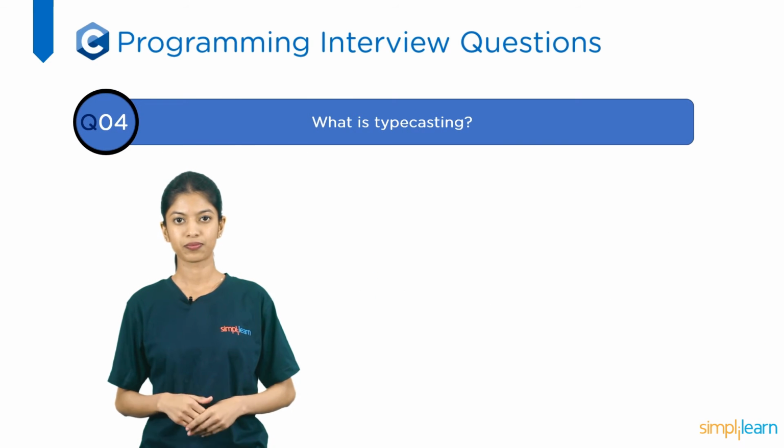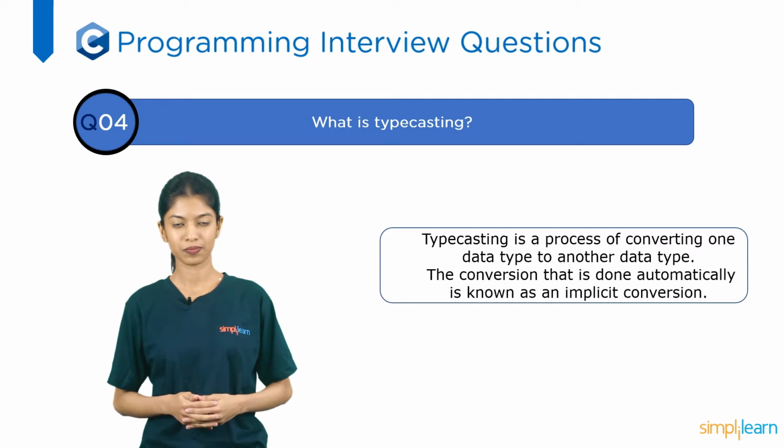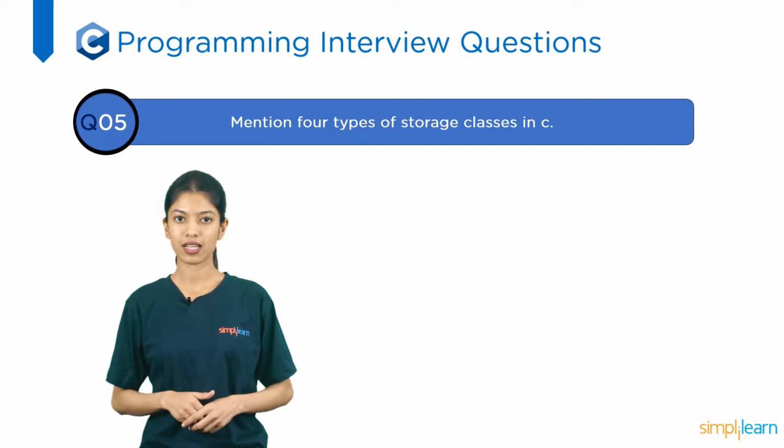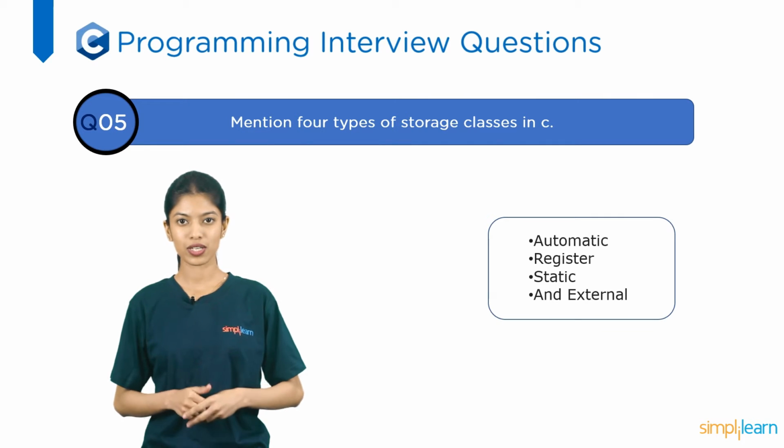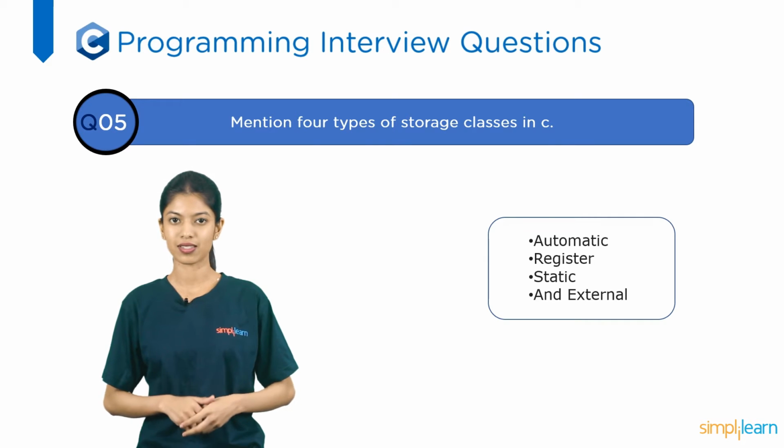And the next question is, what is typecasting? Typecasting is the process of converting one data type to another data type. The conversion that is done automatically is known as implicit conversion. Next, mention 4 types of storage classes in C. The 4 types of storage classes in C are automatic, register, static, and external.